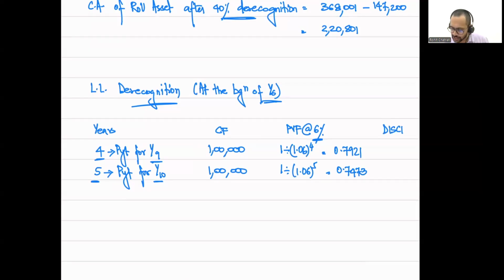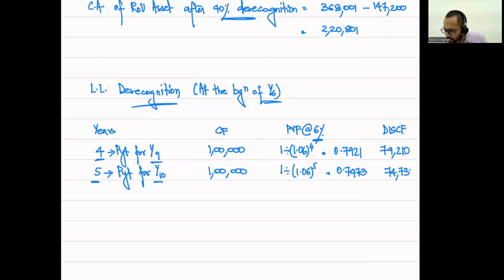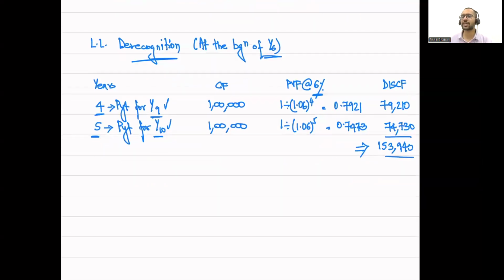The discounted cash flow for year 9 is 79,210, and for year 10 it is 74,730. The sum total is 79,210 plus 74,730, which is equal to 1,53,940. This 1,53,940 represents the amount of obligation that I no longer have to pay. I don't have to pay the obligation for years 9 and 10. Therefore, this 1,53,940 represents a reduction in my liability. I no longer have to pay this amount, so this represents the derecognition of liability.